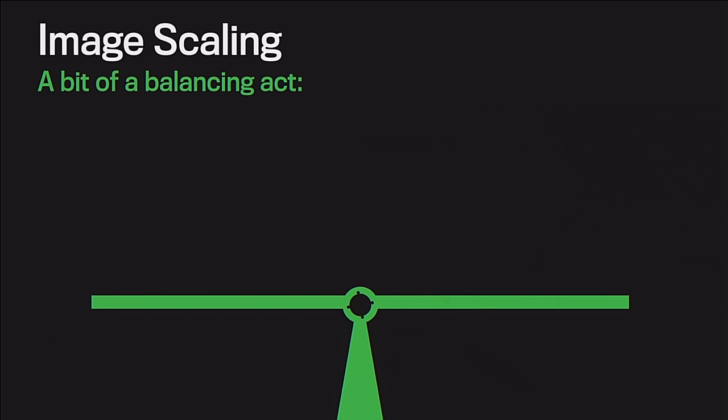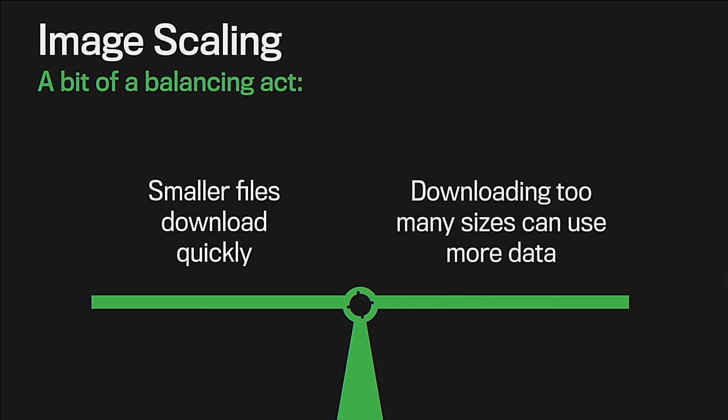So image scaling can be a little bit of a balancing act here. Smaller files download more quickly, but if you download too many different sizes, you're going to end up using more data potentially. So if you had an image that was displayed in many different ways throughout your app, and you downloaded a unique image for each one of those instances of a different size, you may end up downloading more data than you did originally with just a single image.